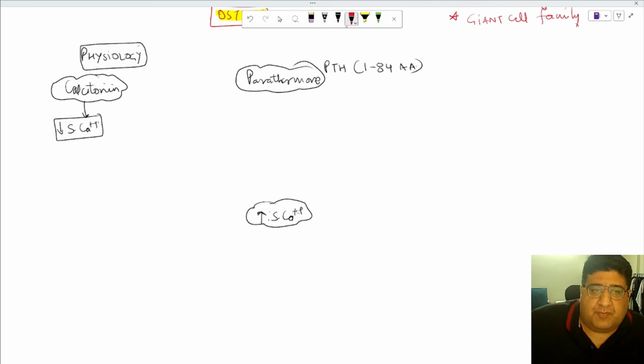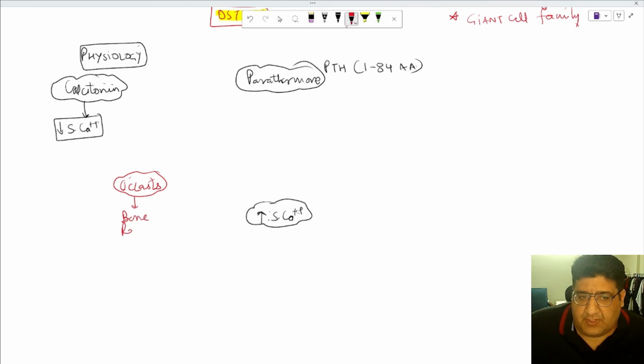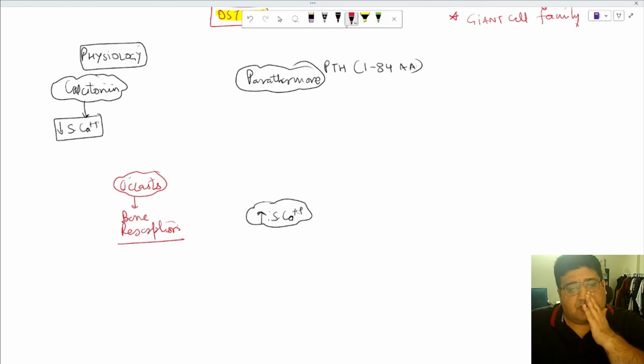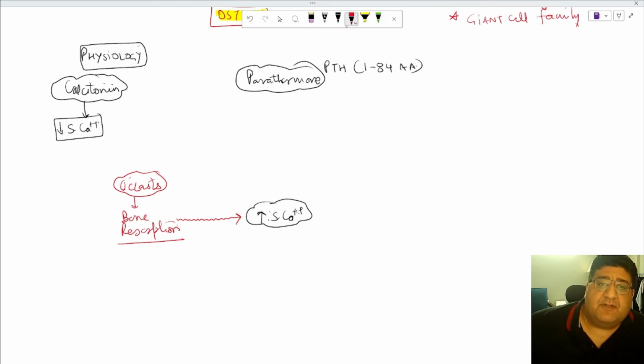Now, I want to mention a cell which, although I mentioned just a few minutes ago, osteoclast. Did I tell you that osteoclast can lead to resorption of the bone? Yes or no? Yes. I have a question for all of you. If osteoclast will lead to resorption of the bone, does that resorption further lead to increase in serum calcium level from the bone after getting resorbed? Yes or no? Yes. So, my dear students, I'm giving you two statements. My first statement, listen to my first statement. Parathormone increases serum calcium level, true or false? True.